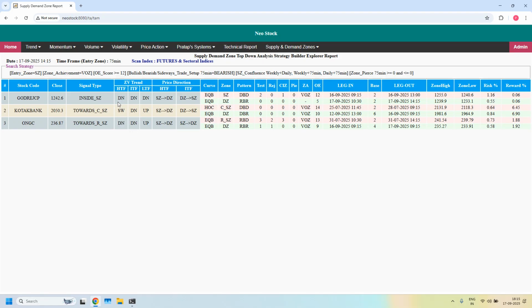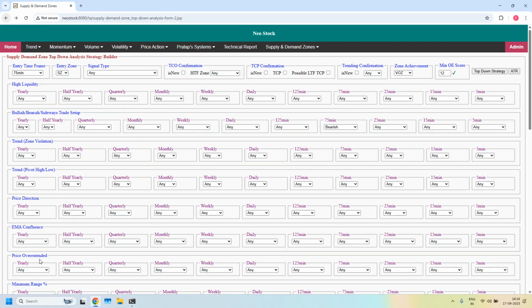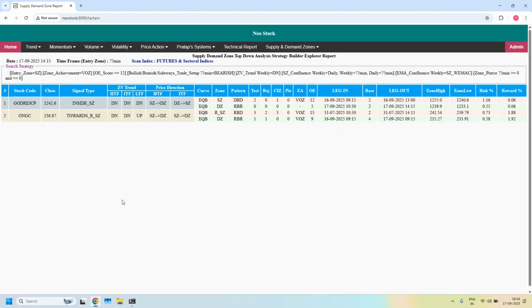So let's verify if these 2 weekly supply zones have weekly EMA or not. So weekly supply zone with weekly EMA confluence filter is enabled. At the same time, trend on the weekly should not be sideways. It should be downtrend because it is a bearish trade setup. Now both the stocks having downtrend are filtered. So these 2 75-minute supply zones have a higher probability of success, provided less than 20 checklist items are satisfied. Otherwise, there are higher chances of zone violation.